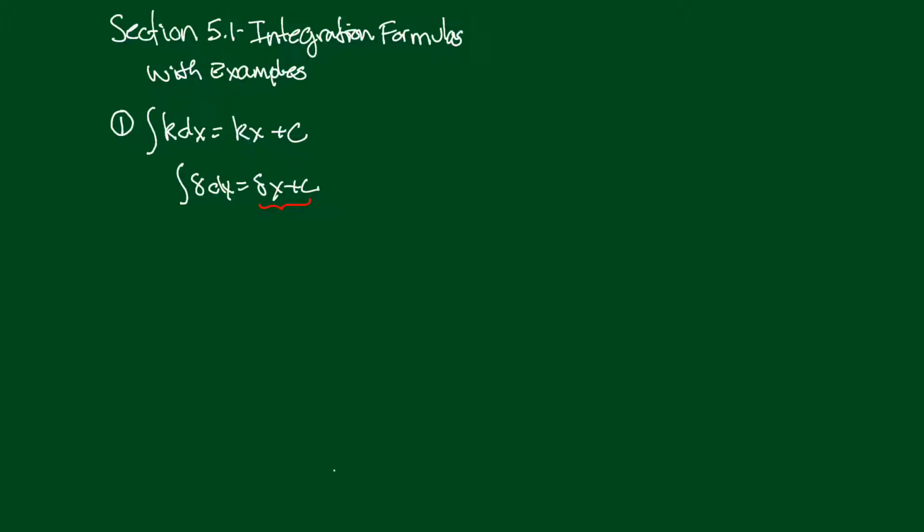Now, to make sure this works, what if you take a look at this function here and differentiate it? Take that 8x plus c and find its derivative. We're just going to get 8, right? The derivative of 8x is the 8. The derivative of c is 0, so we just get 8. So we're just going backwards.